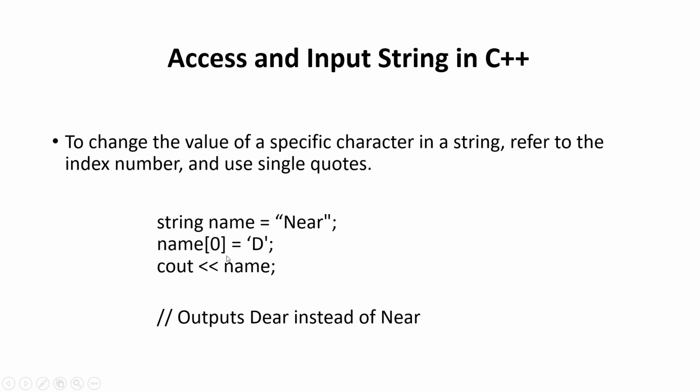I will change this by assigning the d at index number 0. So I will write name, which is the variable name, and inside the square brackets I will write the index number. N is at index number 0, so I have written 0, and equal to means I am assigning the value, which is d. So this will assign the value d to the name string at index number 0. You can also check the output, it will be dear instead of near.